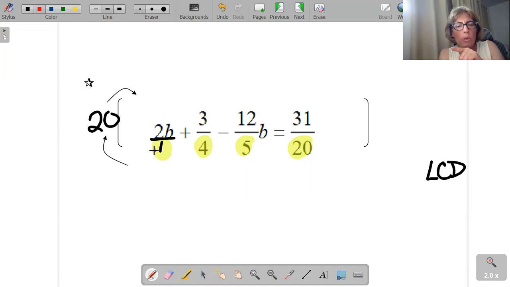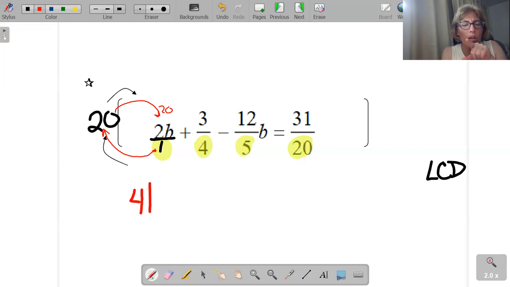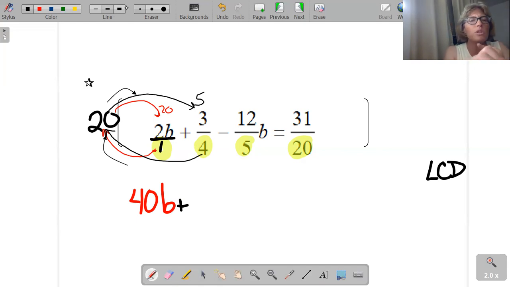Watch what I do. Pencil right there. Arrow in. 1 goes into 20 times. Bring it around. Put little baby 20. 20 times 2, this is going to become 40b. Plus 2. Now we do 4 goes into 20 5 times. 5 times 3. Watch the sign. That's going to be 15. Minus, minus.